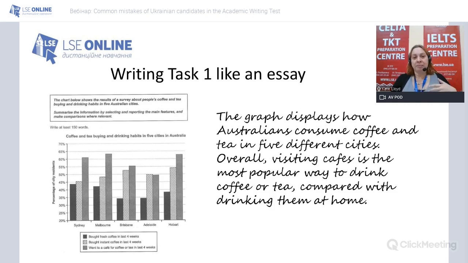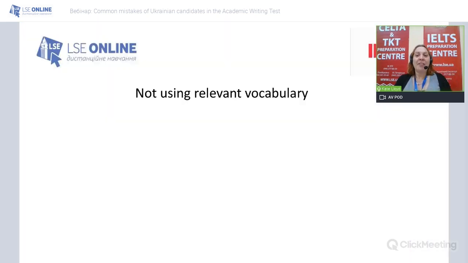The next problem that students have when they're dealing with task 1 is just that they don't have the vocabulary to be able to do it properly. And they can't use the relevant vocabulary that they need. Generally, it's just because they've never had to describe data in any English class before. So they've never had to learn or practice this kind of language. Let's see what you know.